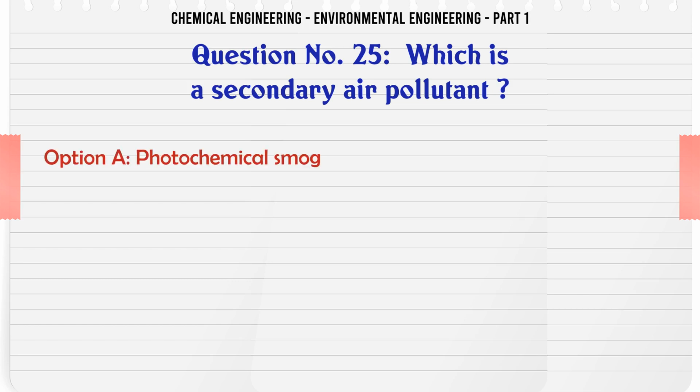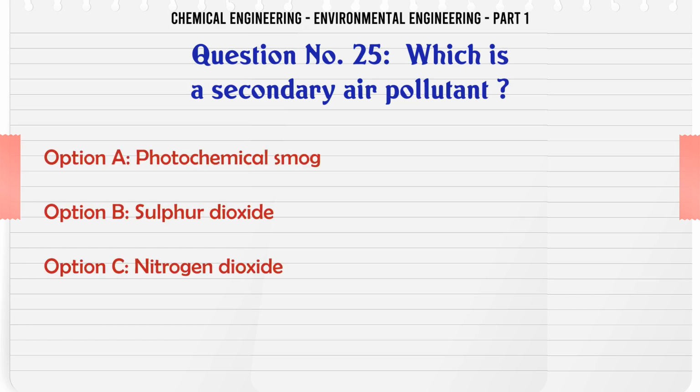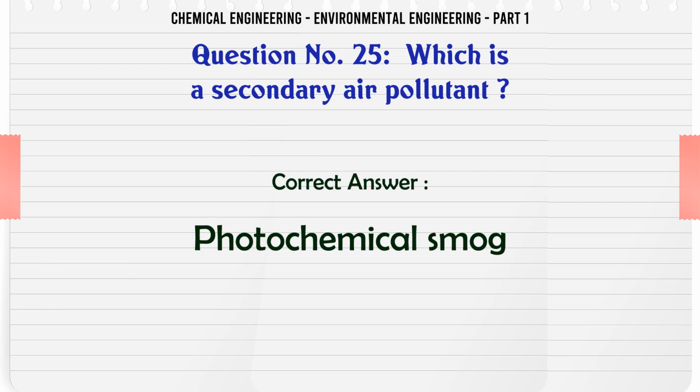Which is a secondary air pollutant? A. photochemical smog, B. sulfur dioxide, C. nitrogen dioxide, D. dust particles. The correct answer is photochemical smog.